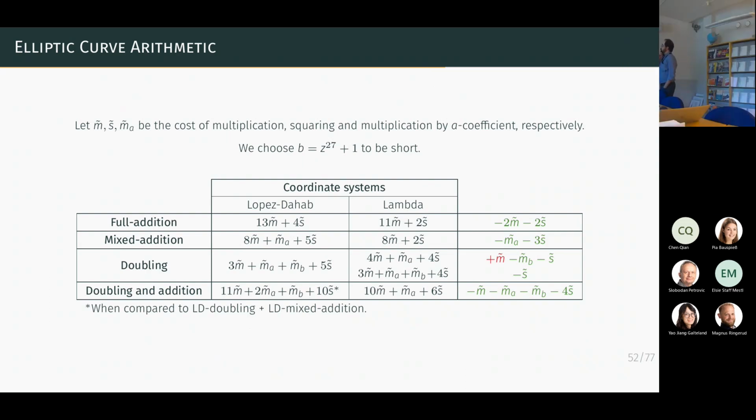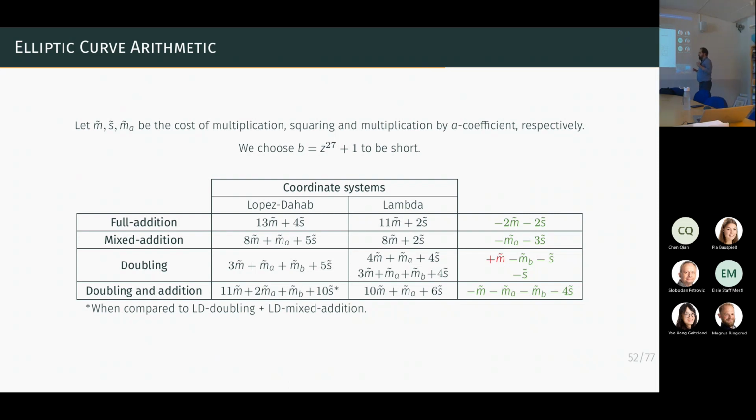So Lopez-Dahab was the dominating coordinate system, the best before, and Lambda was our paper in 2013, and this is the difference. For full point addition, we save 2 full multiplications. For mixed addition, we save squarings. For point doubling, we have this trade-off in one formula. The other formula, we save 1 squaring.